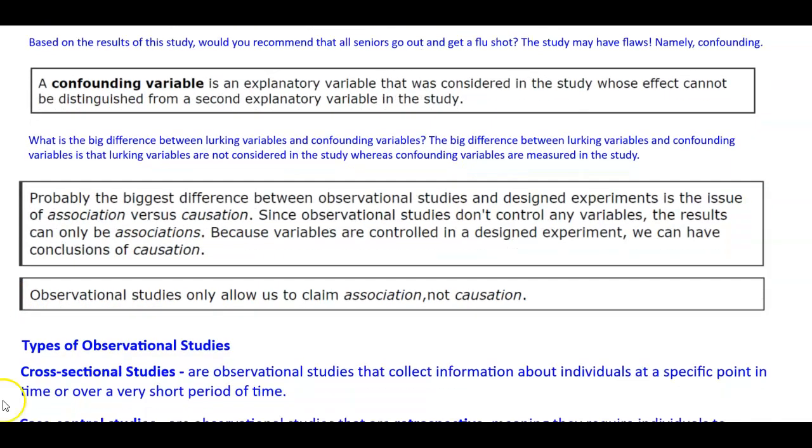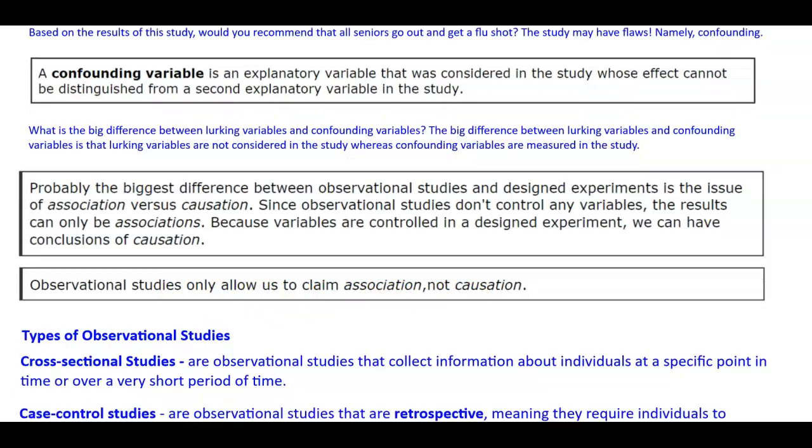Okay, now, probably the biggest difference between observational studies and designed experiments is the issue of association versus causation. Since observational studies don't control any variables, the results can only be associations. Because variables are controlled in a designed experiment, then we can have conclusions of causation. So therefore, observational studies only allow us to claim association, not causation.